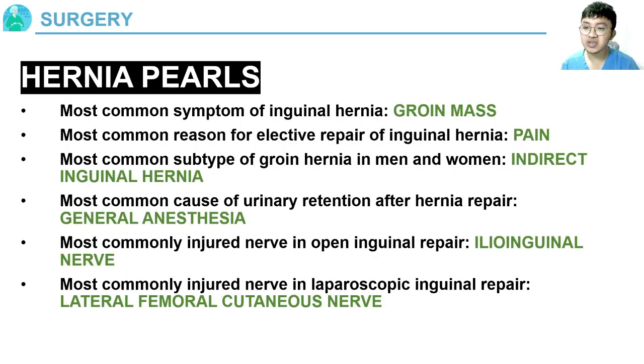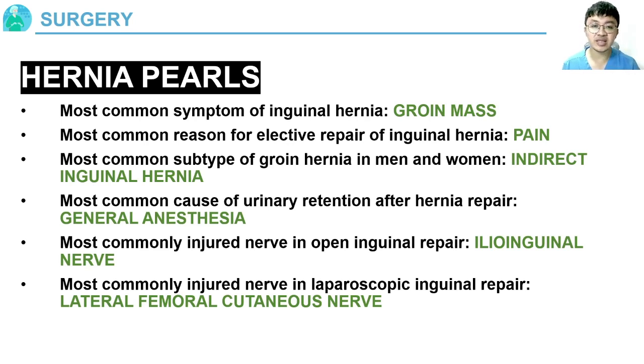For hernia pearls, the most common symptom of an inguinal hernia is a groin mass. The most common reason for elective repair of an inguinal hernia is pain. Okay? The most common subtype of groin hernia in men and women is an indirect inguinal hernia. Now, regardless of whether it's males or females, indirect inguinal hernia is the most common.